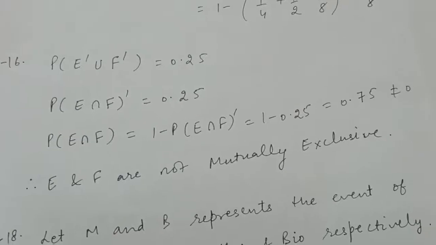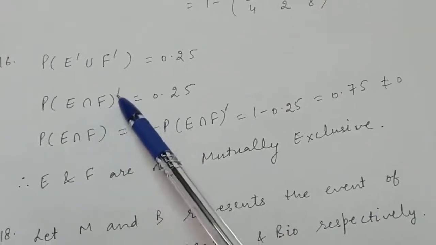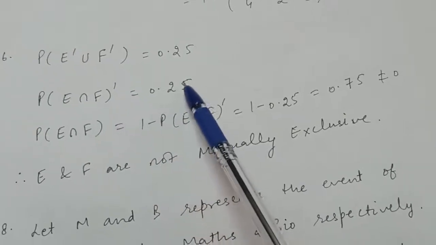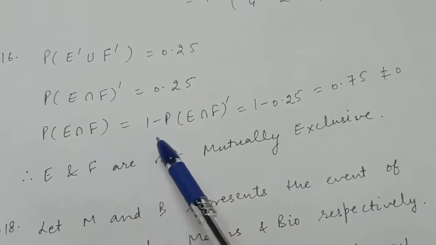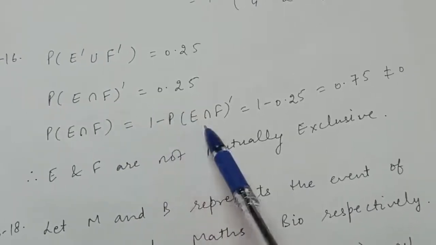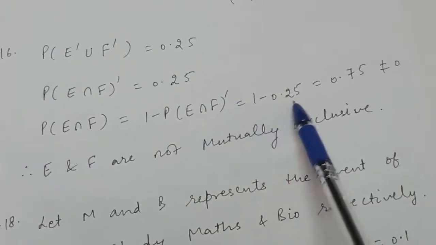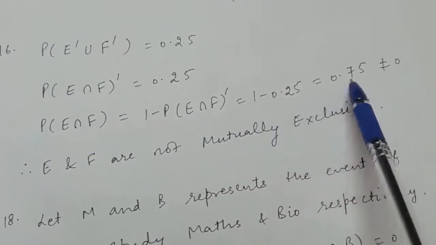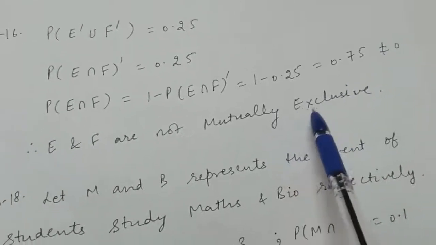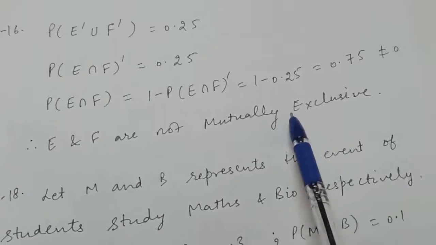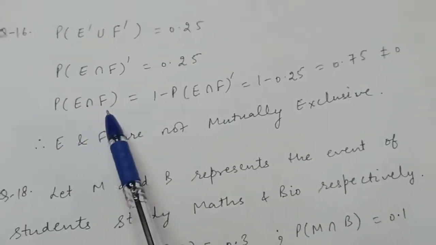Now, probability of this can be written as E intersection F whole complement, which is 0.25 given. Now probability of E intersection F will be 1 minus probability of E intersection F whole complement. So 1 minus 0.25, and this is 0.75, not equal to 0. Therefore we will say E and F are not mutually exclusive, because if these are mutually exclusive then probability of intersection will be 0, right?